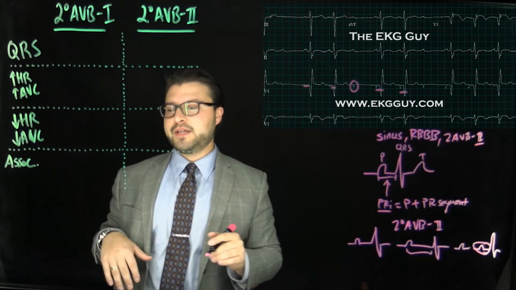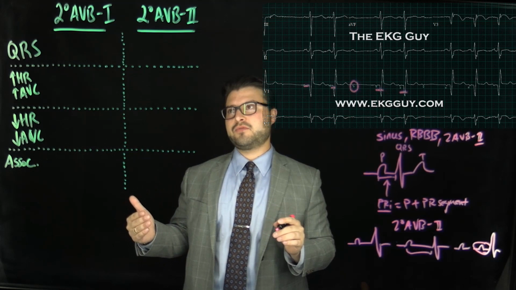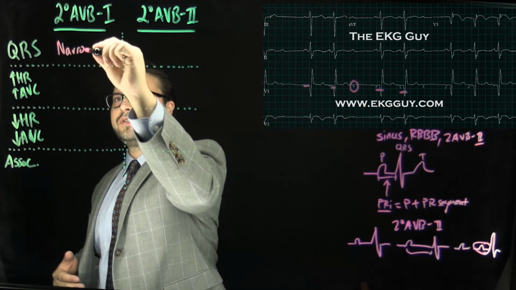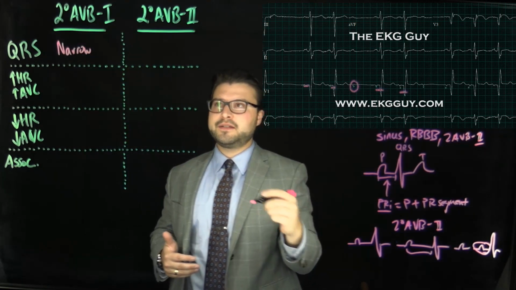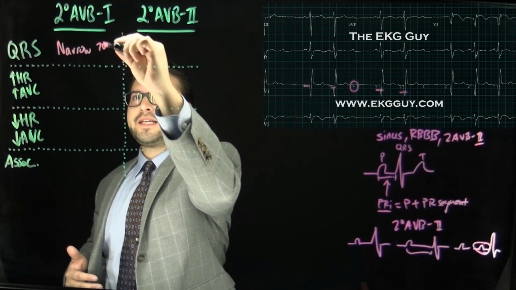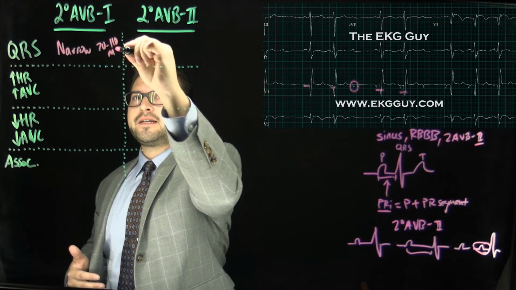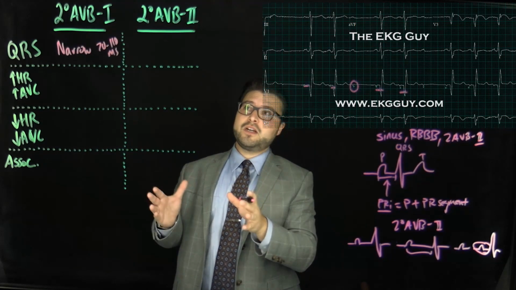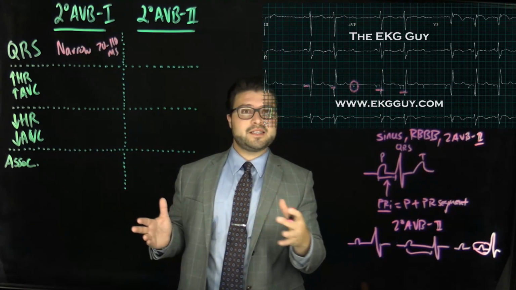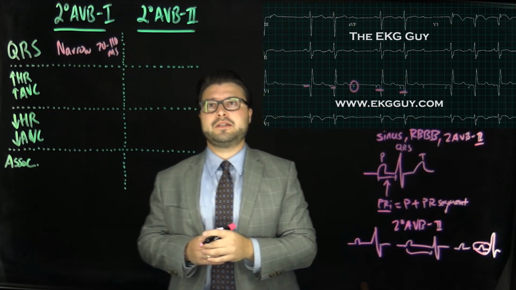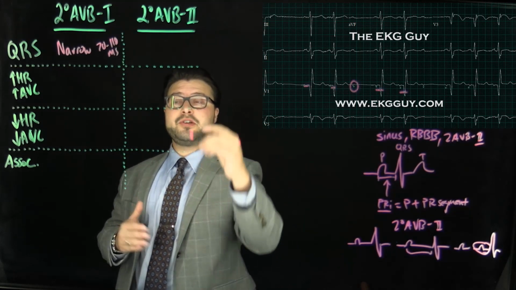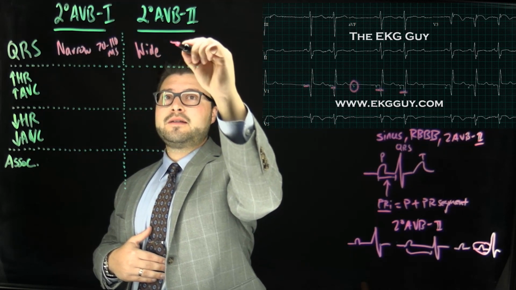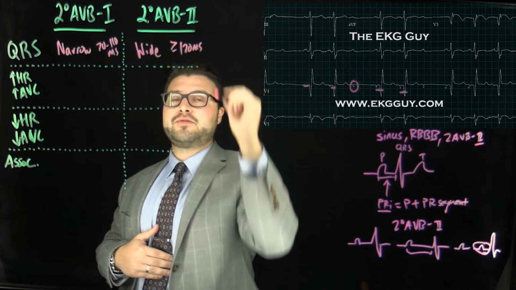So what happens to the QRS complex in these ones? Okay, so in Mobitz 1, you tend to have a narrow QRS complex. Now remember, in adults, narrow means generally 70 to 110 milliseconds. Children sometimes have even narrower complexes, but in Mobitz 1 it tends to be narrow unless there's an underlying intraventricular conduction defect. Now, in terms of Mobitz 2, what you see are more wide QRS complexes. So this would be 120 milliseconds or greater.